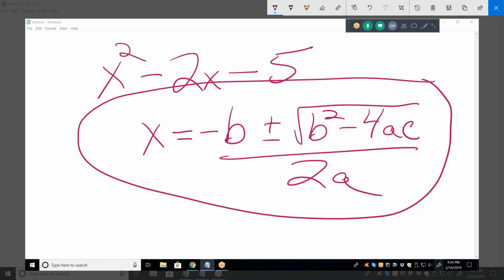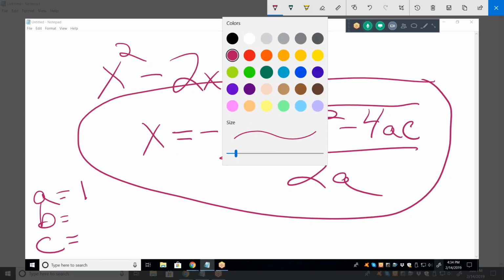Now, the question is what do these letters mean? What's A in this problem? This is what I have to do to solve it if I can't factor it. This is the last alternative. This will give me a solution. What is A? The coefficient of x squared. What number is not written but assumed? 1. If you see a variable that does not have a coefficient in front of it, it's always 1. Don't forget that. That's extremely important.